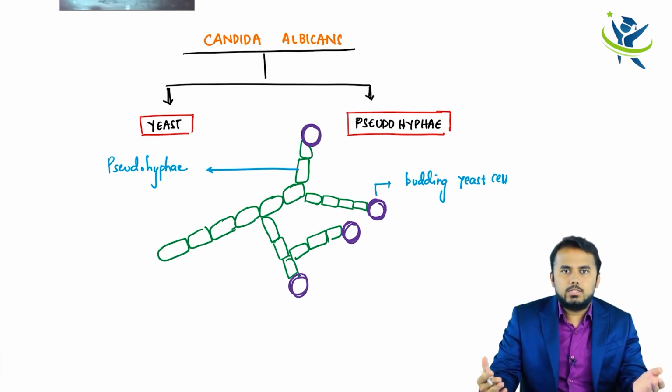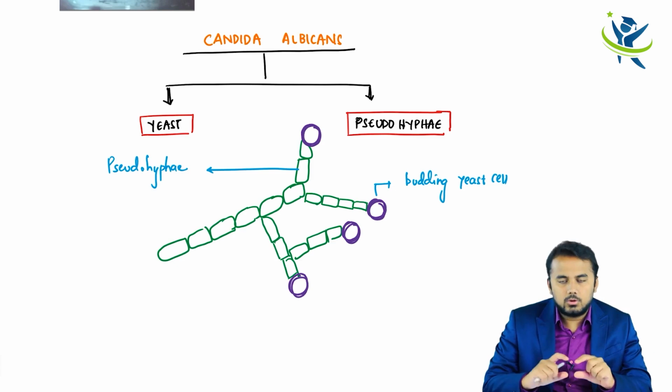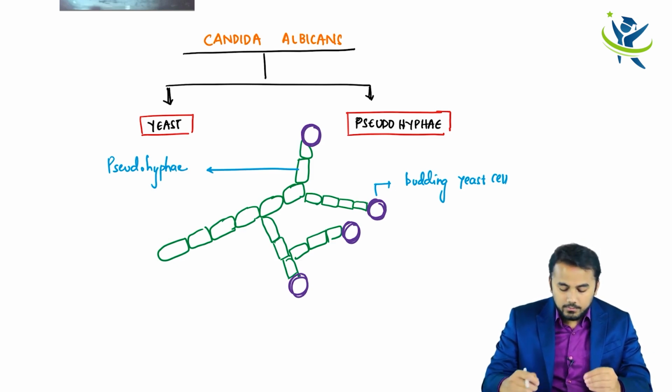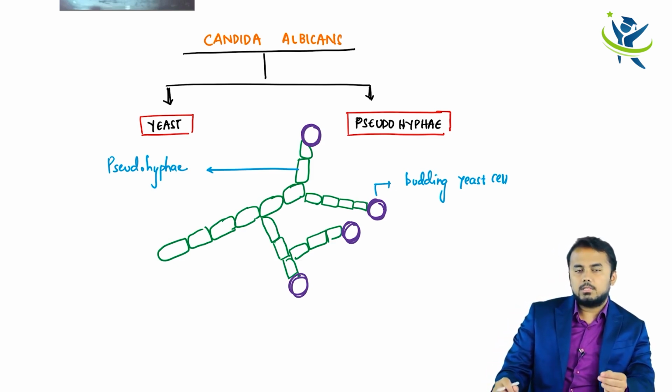You need not know the picture itself, but what you need to know is that Candida albicans has got two things. The structure is comprised of two things: one is a branched pseudohyphae, and on the top of the pseudohyphae you have got your budding yeast cells.